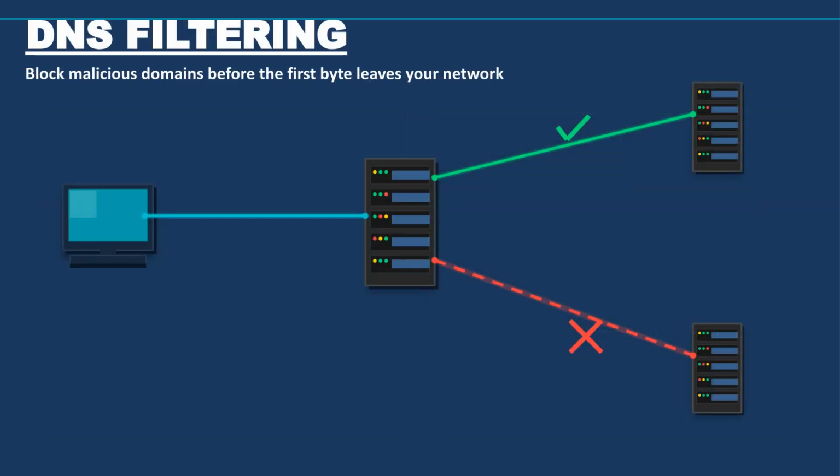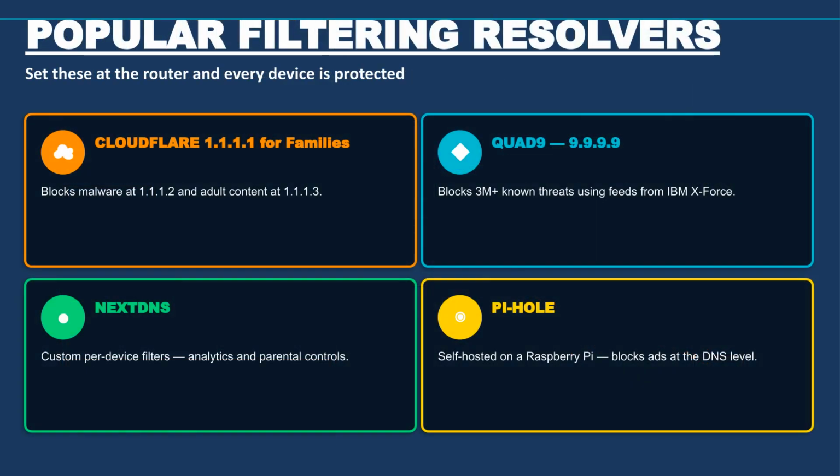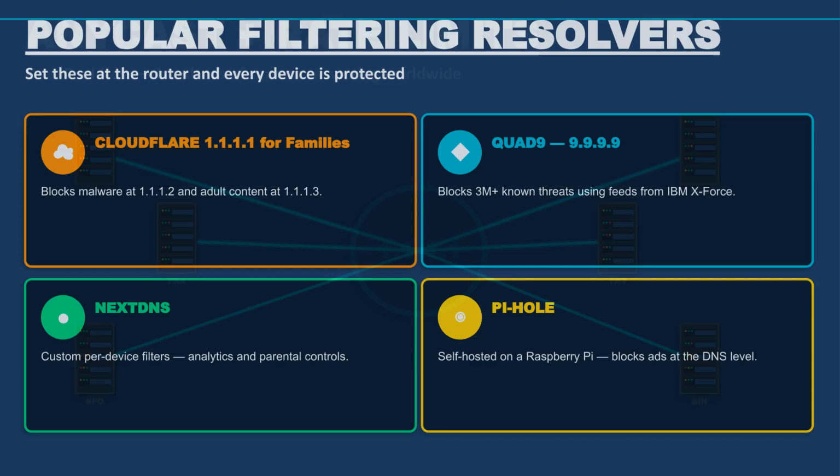DNS filtering blocks known malicious domains before any data leaves your network. The filter checks DNS requests against a block list, ensuring that users are prevented from connecting to harmful sites like evil.com. Popular filtering resolvers include Cloudflare, Quad9, NextDNS, and Pi-hole. They offer malware blocking, threat feeds, custom filters, and ad blocking at the DNS level.